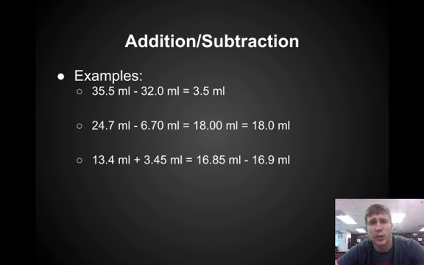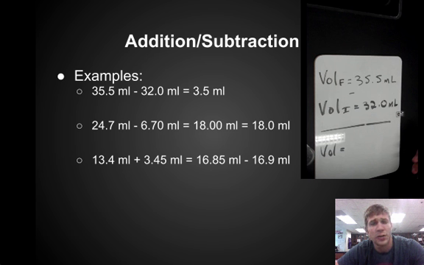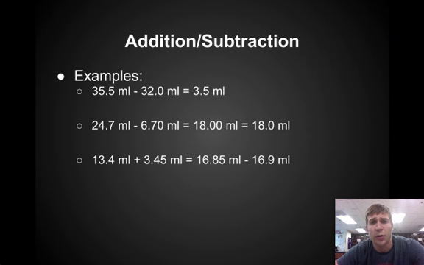In our first example, we're going to use the data that we had from the volume video. In the volume video, I showed you how to find the volume of an irregular shaped object. To do that, I had to find two volumes. One was the initial volume of water that we had in a graduated cylinder, and the other was the volume of the water and an irregular shaped object. So when I did that, I started with 32.0 milliliters in the graduated cylinder. When I added the object, I got 35.5 milliliters.